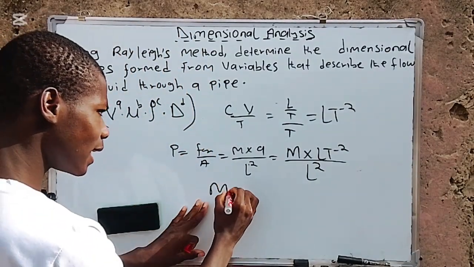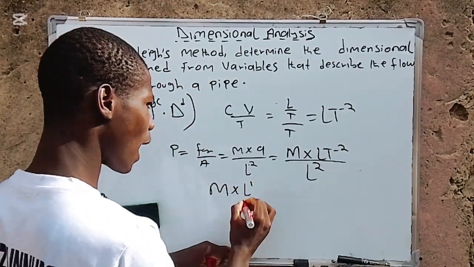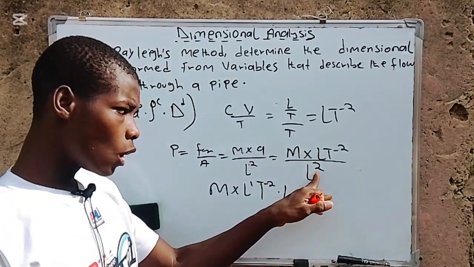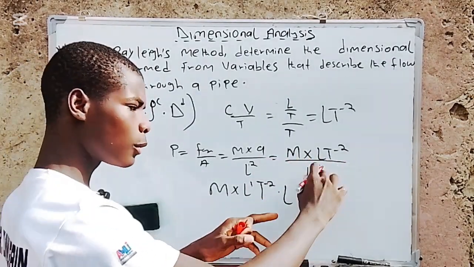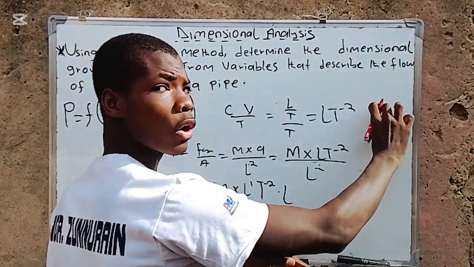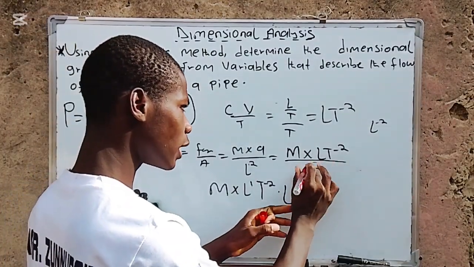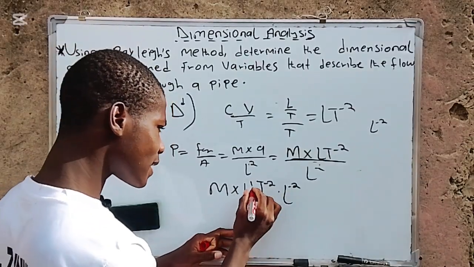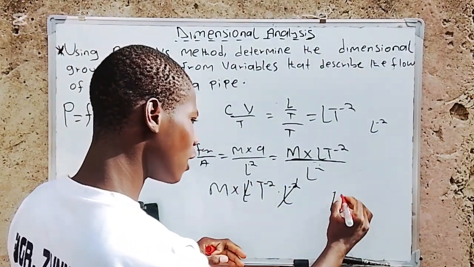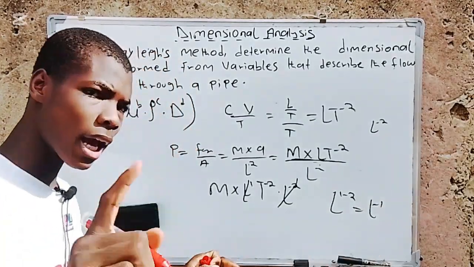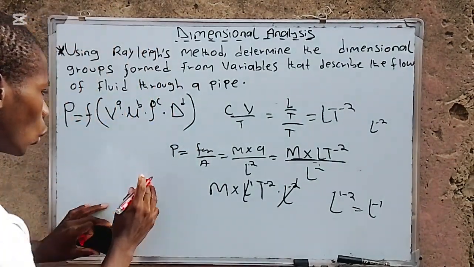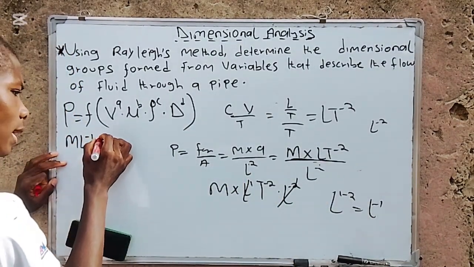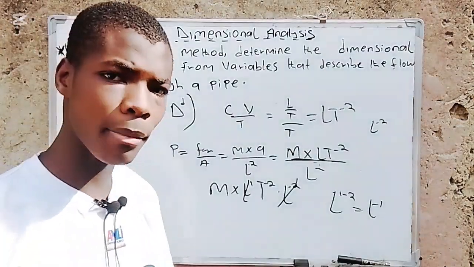So if I say M times L to the 1, and T to the negative 2, I have to multiply by this L. Whenever I multiply the division, it will become negative in the power, this 2. So this negative is indicating this division, so minus minus 2. If I say the L and this L, I will have L to the 1 minus 2, which is equal to L to the negative 1. I hope you get it. So we are going to end with M L to the minus 1 T to the minus 2.